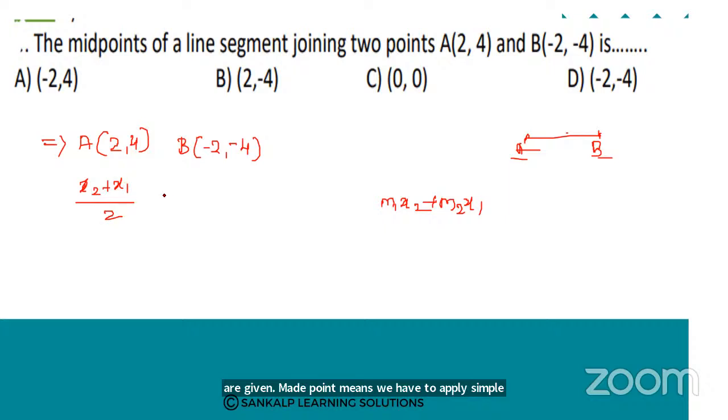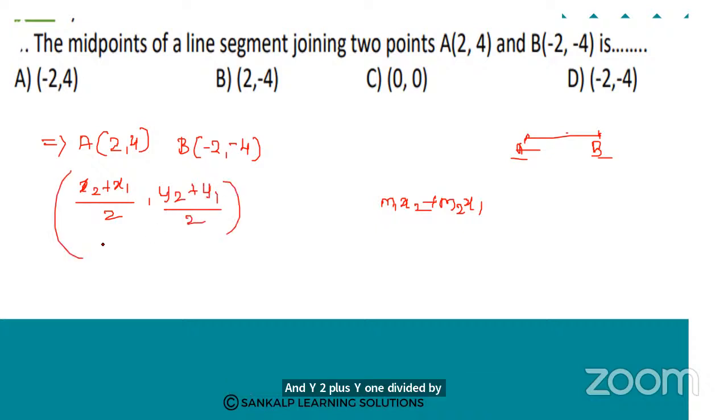x2 plus x1 divided by 2 and y2 plus y1 divided by 2. Okay. Now, consider this is x1, y1. This is x2, y2. Right? Now tell me the value of x2. x2 ಎಷ್ಟಿದೆ? -2 ಅಂತ ಇದೆ. Tell me the value of x1. x1 ಎಷ್ಟಿದೆ? 2 ಅಂತ ಇದೆ.